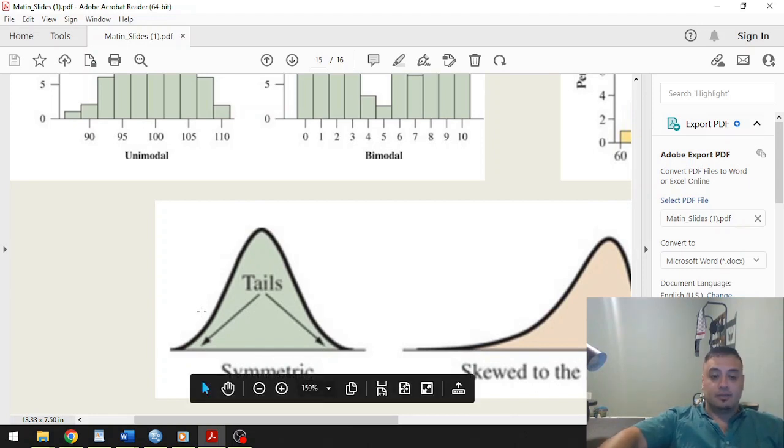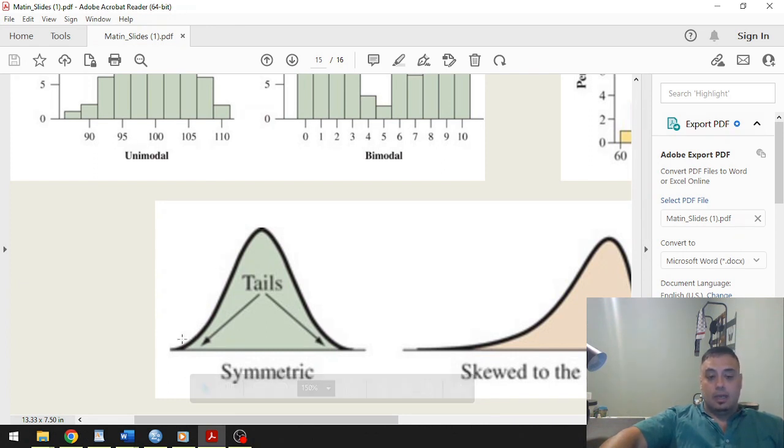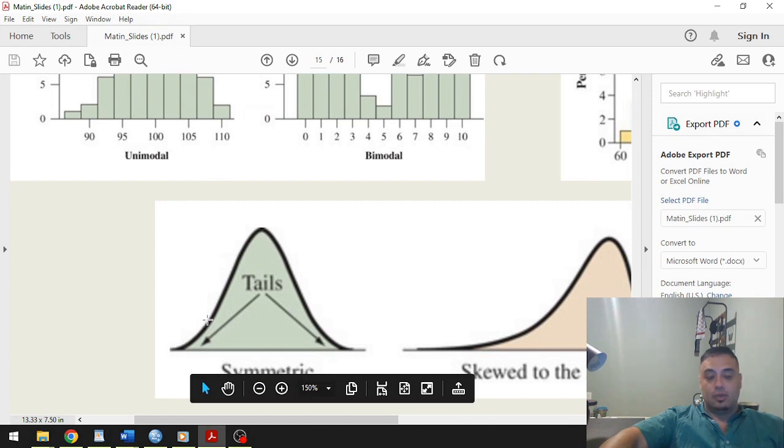So a symmetric distribution may be, again, let's say IQ. An IQ could go from people with the lowest IQ maybe here, and then the biggest chunk of people will be somewhere in the average area of the IQ, but then there will be a small fraction of people who have the highest IQ.